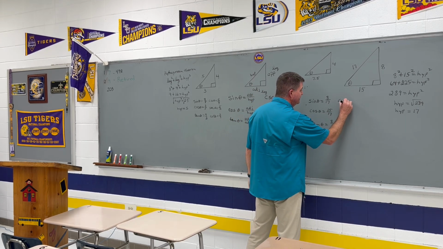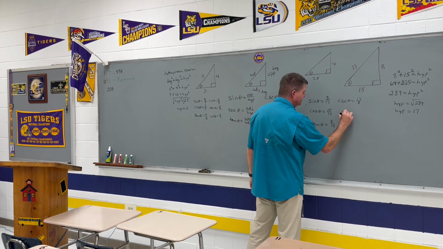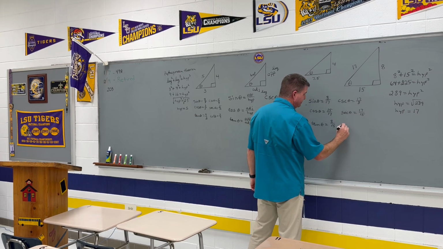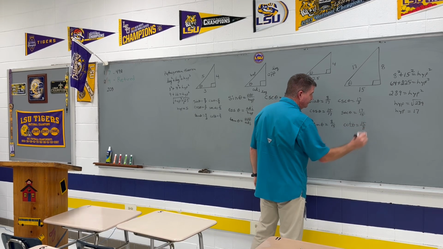The cosecant, 17 over 8, reciprocal. The secant is going to be 17 over 15, the reciprocal. And the cotangent is going to be 15 over 8, the reciprocal.